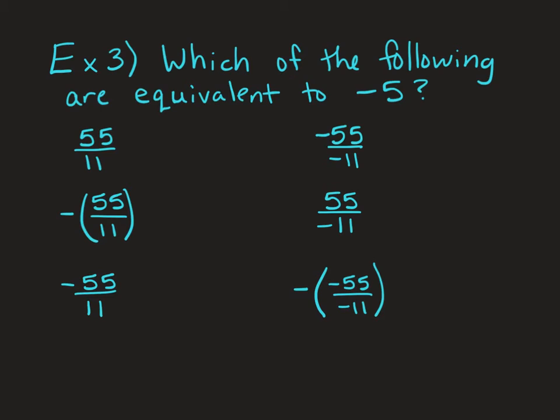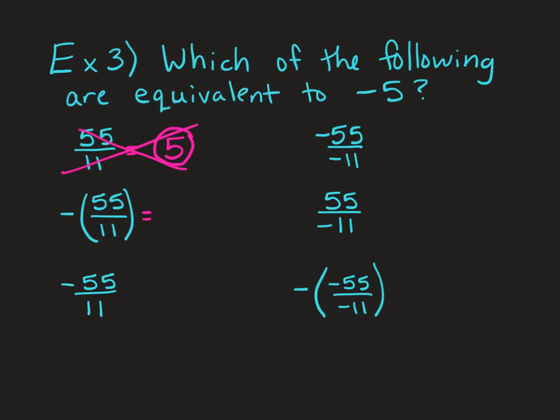So I'm going to start with the first one. Remember, a fraction line also means divide. So 55 divided by 11 is 5. And I had a positive divided by a positive, so the same signs mean that we get a positive answer. So positive 5, is it equivalent? No. We're looking for negative 5.